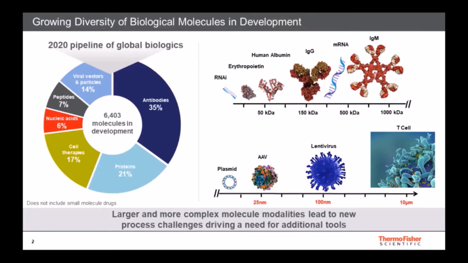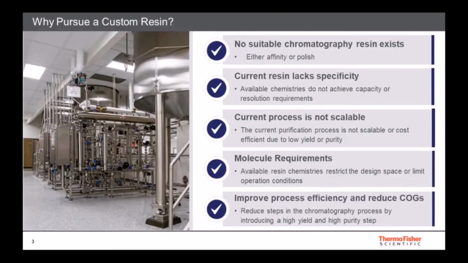One of the other things that we see in the market is that the size of the molecules is changing. Antibodies are 150 kilodaltons, but we're seeing a lot of larger molecules as well, like mRNA, obviously viral particles, plasmids, and things. So with these new modalities and the new complexities that they bring, new tools are really needed to purify them, beyond what the traditional products on the market would allow you to do. And so why would you pursue a custom resin?